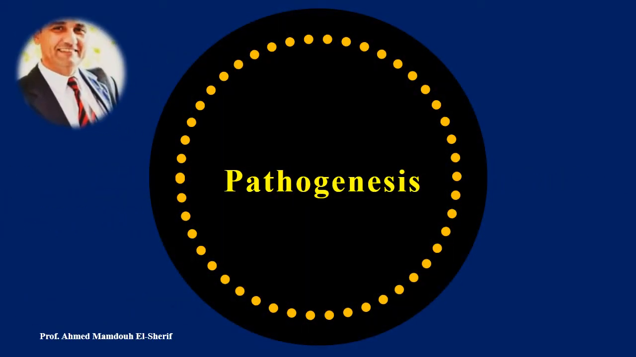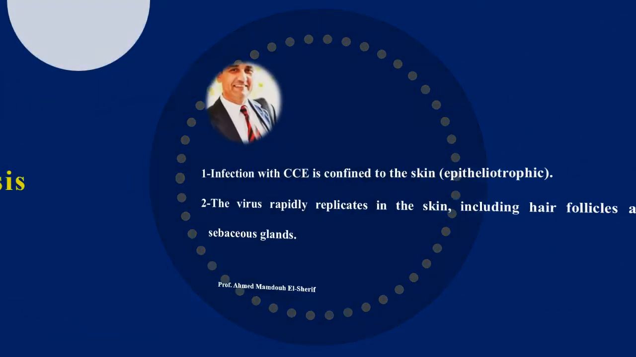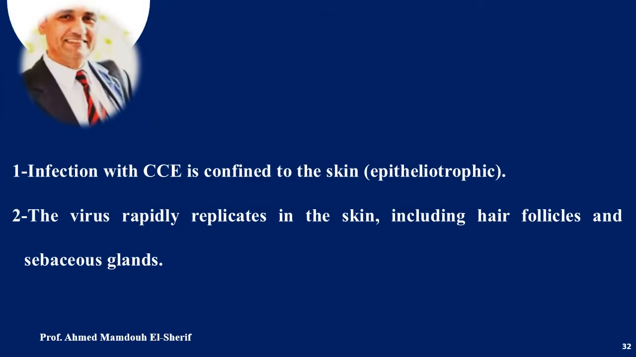Pathogenesis of Camel Contagious Ecthyma. Infection with Camel Contagious Ecthyma is confined to the skin, epitheliotropic. The virus rapidly replicates in the skin, including hair follicles and sebaceous glands.